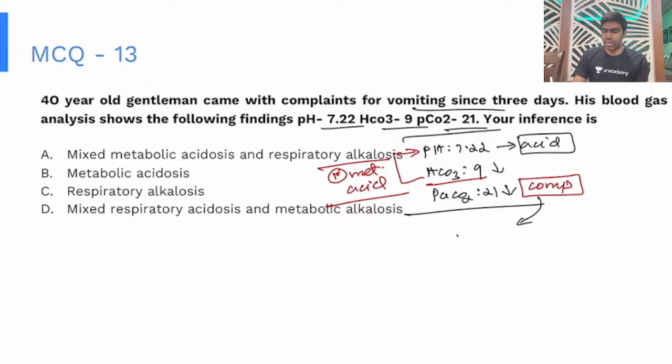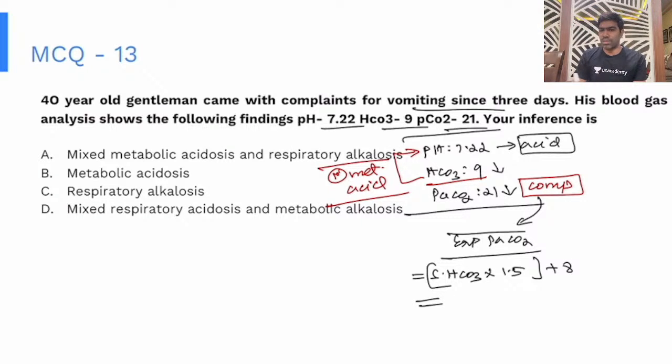You need to find out the expected PaCO2 and whether the compensation is correct or not. So what is the expected PaCO2 here? By Winter's formula, expected PaCO2 will be equal to serum bicarbonate into 1.5 plus 8. So what is the serum bicarbonate here? The serum bicarbonate is 9 multiplied by 1.5 plus 8. So 9 times 1.5 you're going to get 13.5, plus 8 is going to be 21.5. So 21.5 plus or minus 2.